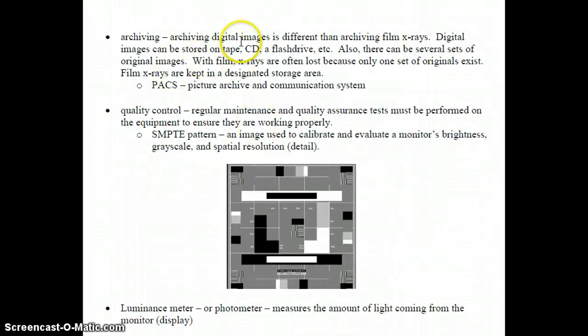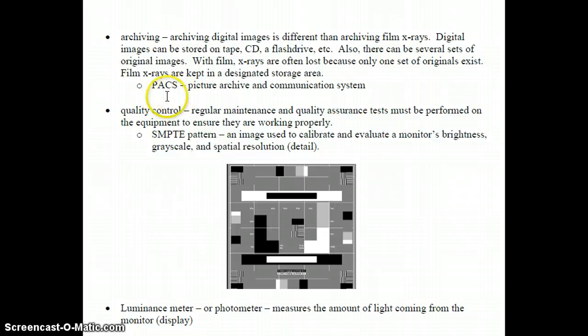Archiving just means to store, and storing digital images is different than storing films. Digital images can be stored on tape, CD, a flash drive, things like that. Also, there can be several sets of original images, whereas remember in the film world, that one single piece of film is the only original. So it can often be lost and it's hard to transport. Whereas with digital images, there can be multiple originals, and they're easily transported.